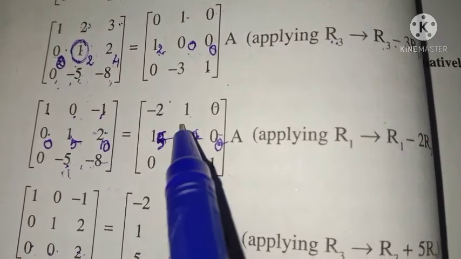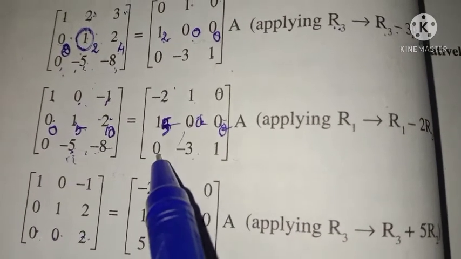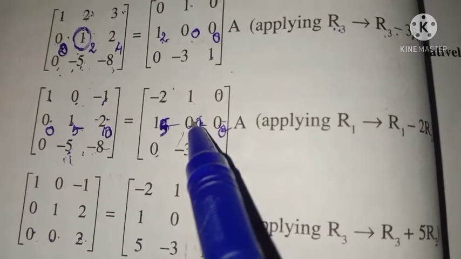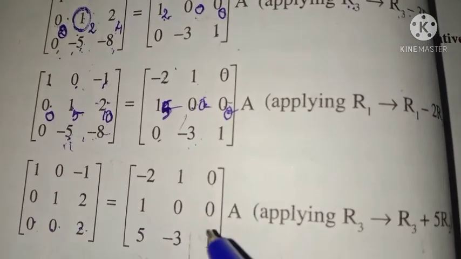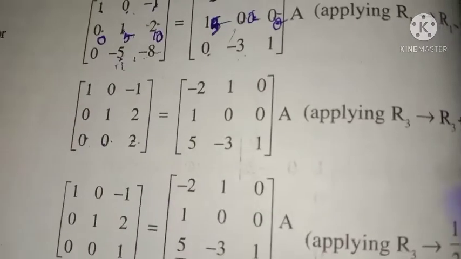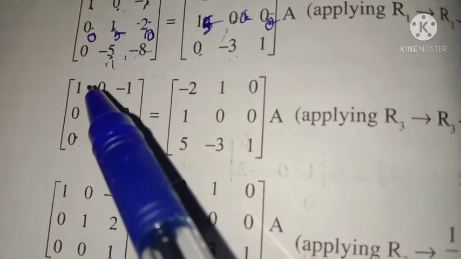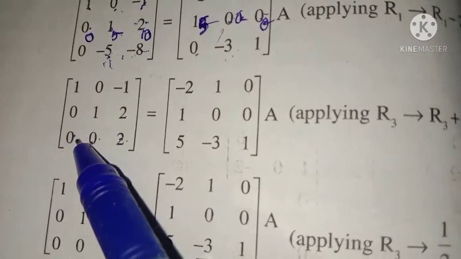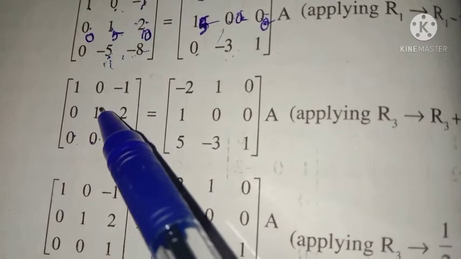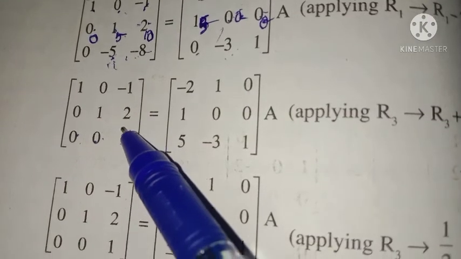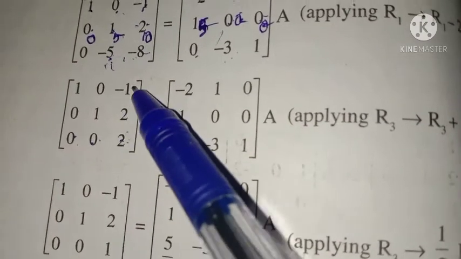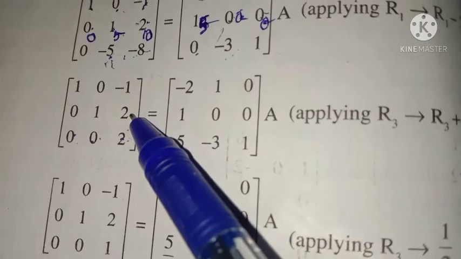Now add these two rows. 5 plus 0, 5. 0 plus minus 3, minus 3. 0 plus 1, 1. Okay. So we converted first column 1, 0, 0. Second column 0, 1, 1. Now we need to convert this as 1 and remaining two entries are 0.